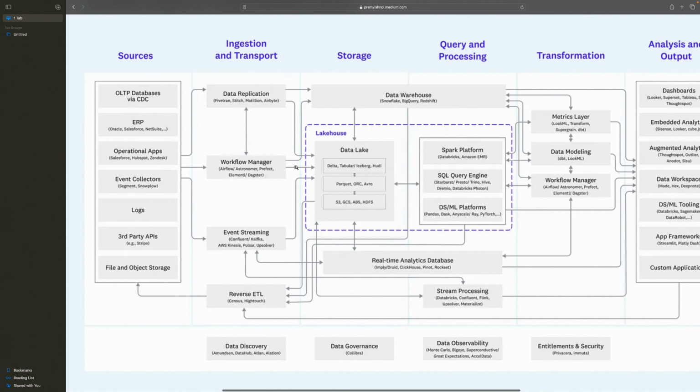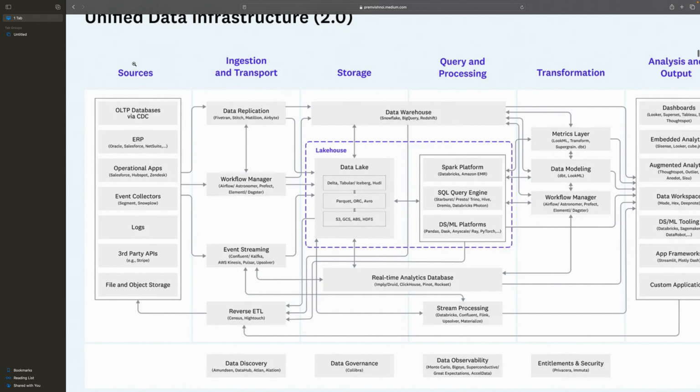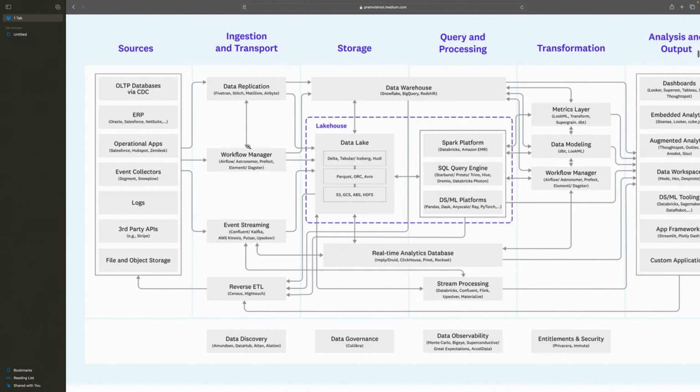So we have sources, which could be OLTP databases via CDC (change data capture), ERP systems like Salesforce and Oracle, operational apps like MySQL, Salesforce, HubSpot, Zendesk, event collection like Segment, Snowplow, clickstreams, logs, third-party APIs like Stripe, and file and object storage. So these are the sources, and then the ingestion and transport layer, transporting data from one place to another.